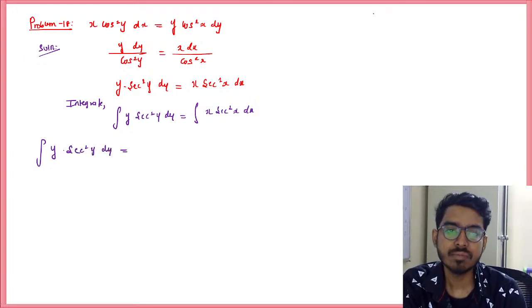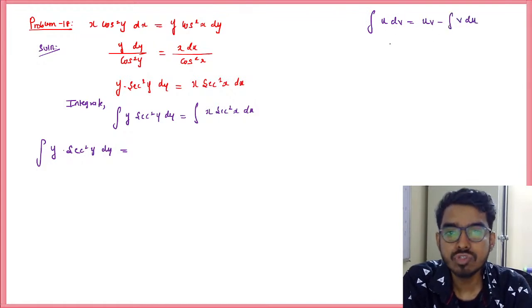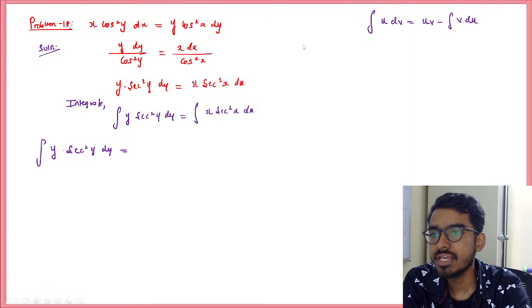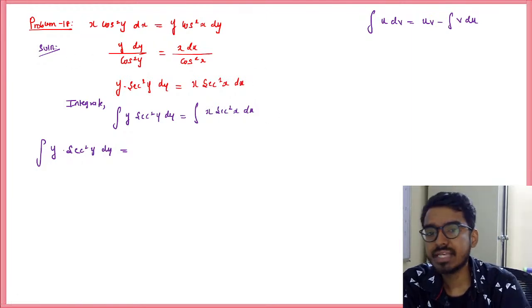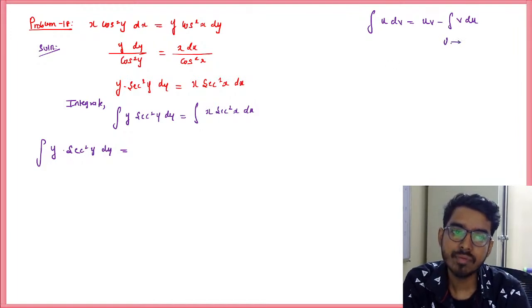So we'll use integration by parts. We know integration of u dv is uv minus integration of v du. You have to choose u in the order ILATE, right? I stands for inverse trigonometric function, L stands for logarithmic, A stands for algebraic, T stands for trigonometric, E stands for exponential. The previous class we have said, in this order.